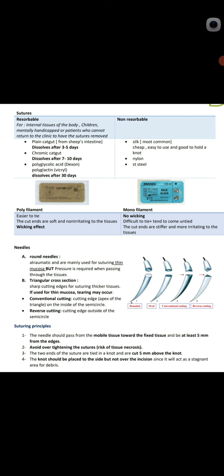Now come to the suturing principles. The first is the needle should pass from the mobile tissue toward the fixed tissue and be at least 5 mm from the edges. Second, avoid over-tightening the suture, as there will be a risk of tissue necrosis. Third, the two ends of the suture are tied in a knot and cut 5 mm above the knot. The fourth is that the knot should be placed to the side but not over the incision, since it will act as a stagnant area for debris deposition.